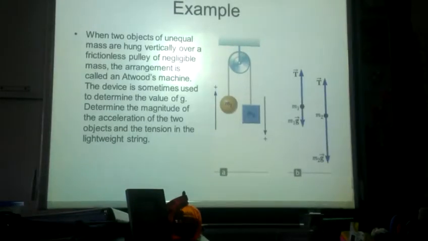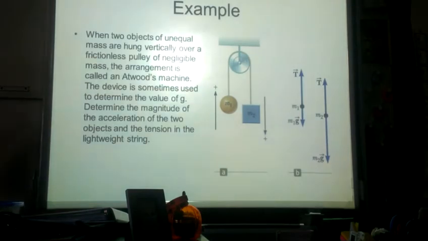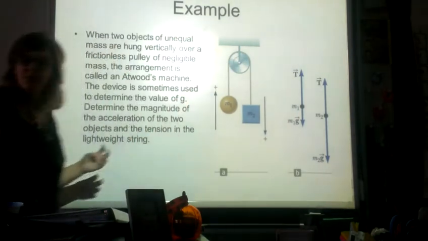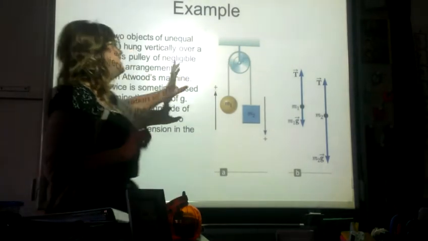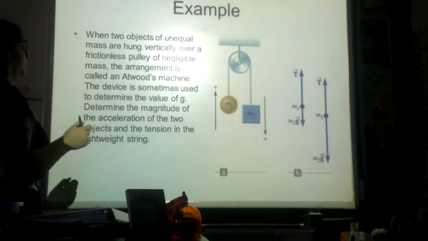Hi guys, let's keep talking about Atwood's machine. Remember we said that an Atwood's machine is where we have two unequal masses that are attached by some type of rope and then a pulley system. In an Atwood's machine, we're going to pretend like the pulley system is negligible. Even though it's there, it really doesn't exist in my Atwood's.